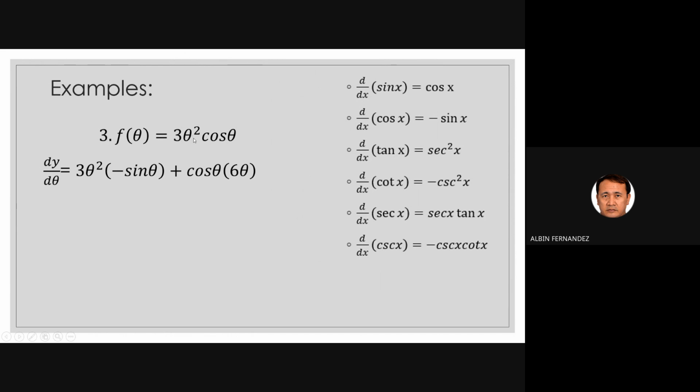Derivative of 3 theta square is 6 theta. So this will simplify to 3 theta square times negative sine theta plus 6 theta, which is actually multiplied to the entire function of cosine theta. So you can rewrite this as 6 theta cosine theta. So we do not multiply 6 theta and theta of cosine because 6 theta is multiplied to the entire function.